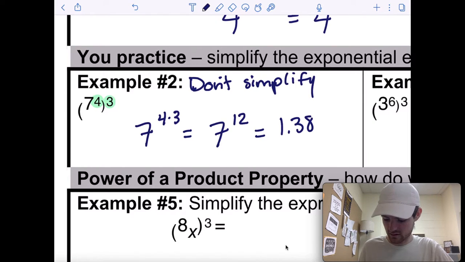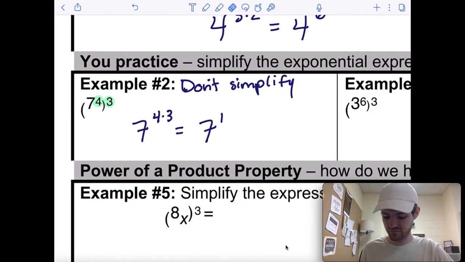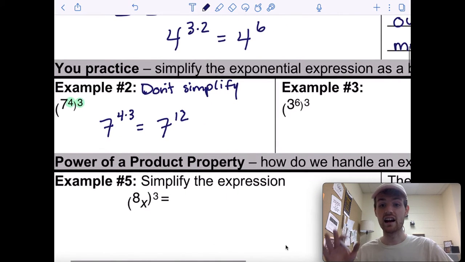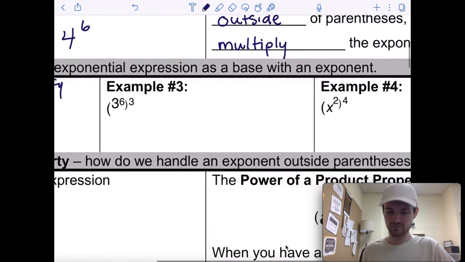Because it's too large to even bother. Forgetting that happened, moving on to example 3.